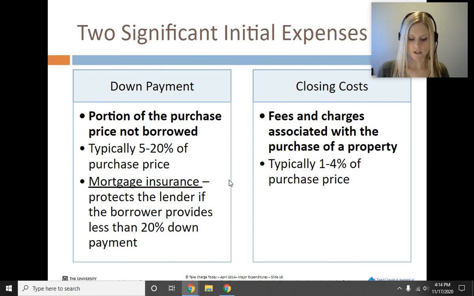Closing costs are another thing added to initial expenses, something that happens at the very beginning of purchasing a house. And there's various closing costs, but they're just some different fees and different charges that are going to be required as you're going through that purchase process. Typically, it is going to be between 1 and 4% of the purchase price in addition to the purchase price.